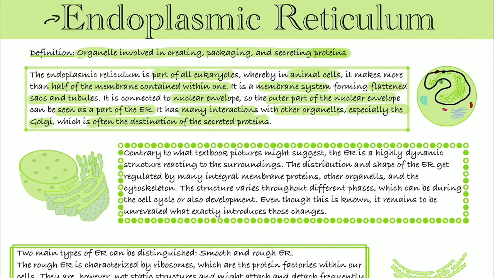Now, contrary to what textbook pictures might suggest, and as you see here, the ER is actually a highly dynamic structure, which can react to the surroundings. The distribution and the shape of the ER is regulated by integral membrane proteins, by other organelles, and also the cytoskeleton. The structure of the ER varies throughout different phases, so this can be during the cell cycle or also in development. Now, even though this is known, it's actually unclear what exactly introduces those changes.